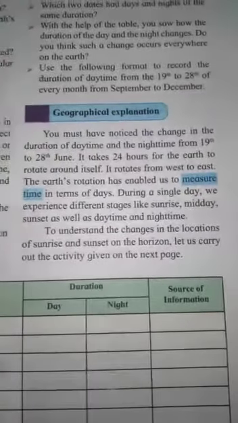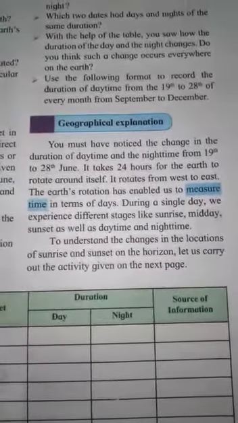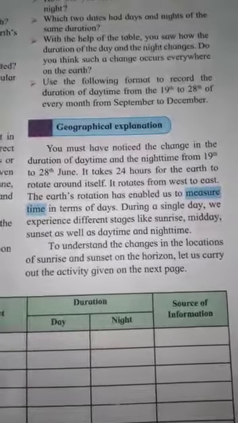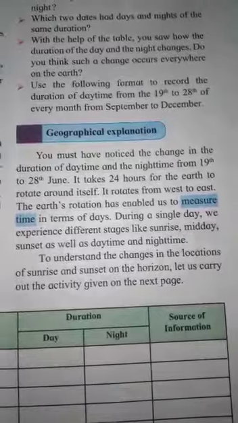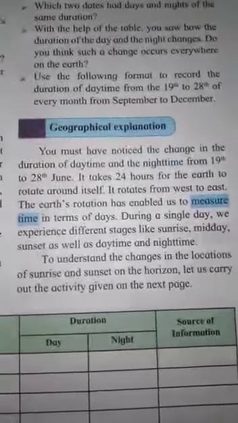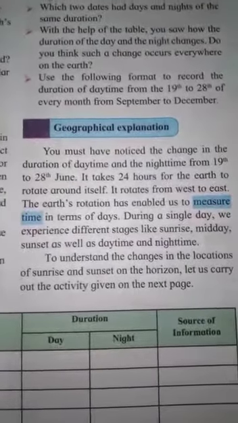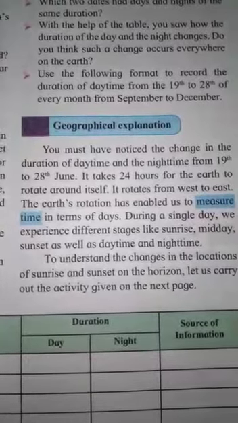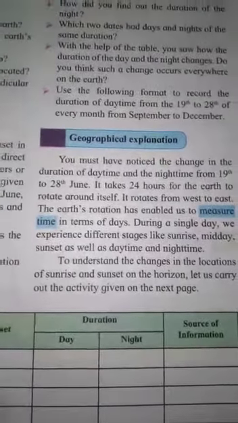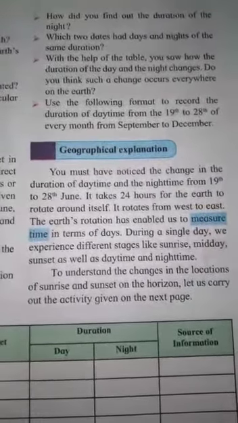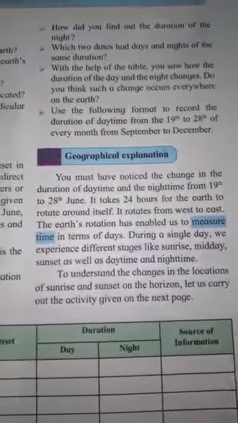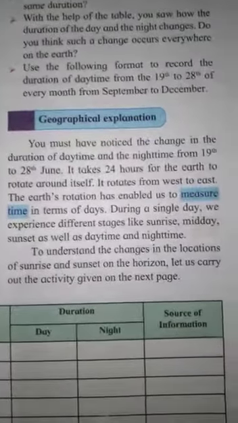So we all know that the earth rotates from west to east, and it takes 24 hours for the earth to rotate itself, right? And now we know that the daytime and the nighttime from 19 to 28 June have changed, so you just find out what has changed in it.